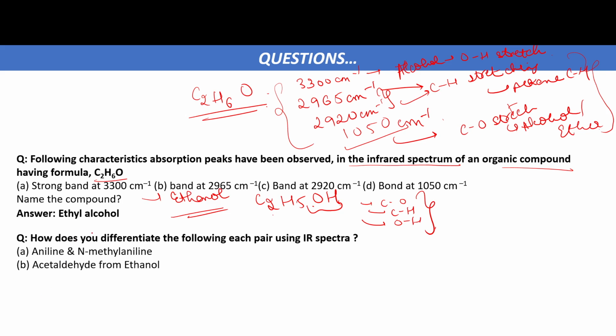Now another question: how will you differentiate the following pairs using IR spectra? Aniline and methyl aniline, and acetaldehyde from ethanol. Aniline is benzene with an amine. We know IR tells about the functional group. In the first case both are amines, so how will we differentiate aniline and methyl aniline?